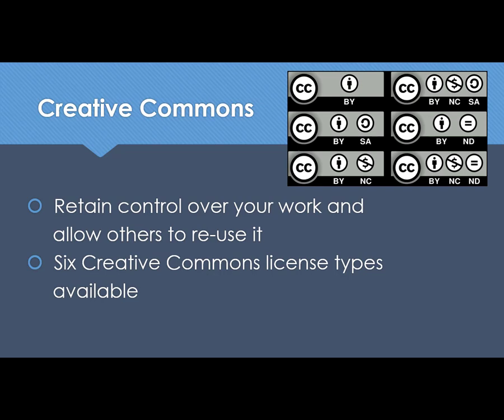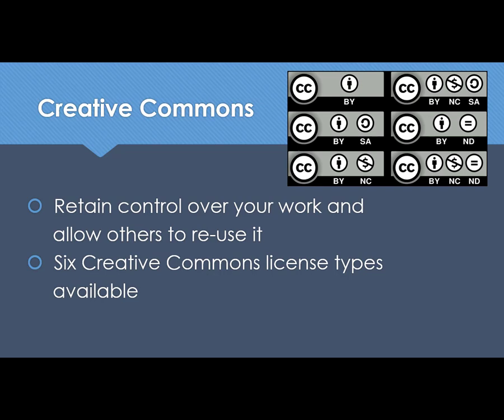You'll recall that according to the definition of open access, in order to be truly open, a publication must allow for both unrestricted access and unrestricted use on the part of the user. One way that authors can make their work truly open is by giving it a Creative Commons license. Creative Commons is a nonprofit organization that offers a number of free copyright licenses that content creators can apply to their work in order to retain control over it and allow others to reuse it in a variety of ways.